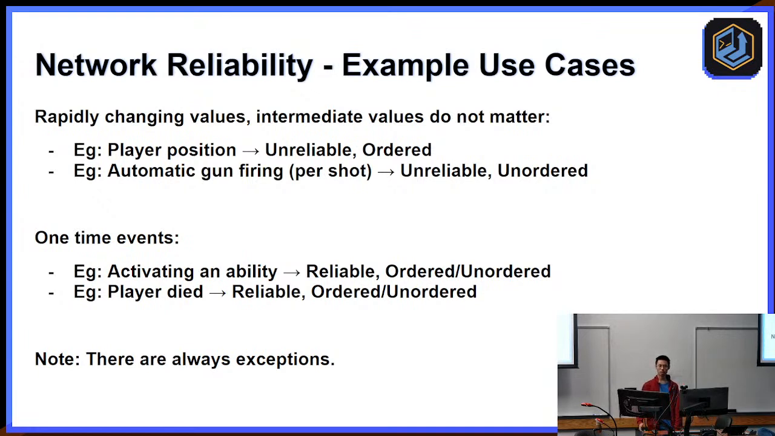Automatic gun firing. If you're sending an event per shot, you want it to be unreliable and unordered, because if your gun is firing at 60 RPS, you don't really care if 10 of those go missing. And you also don't notice the order, because if one bullet was received in the wrong order, it's basically impossible to tell.